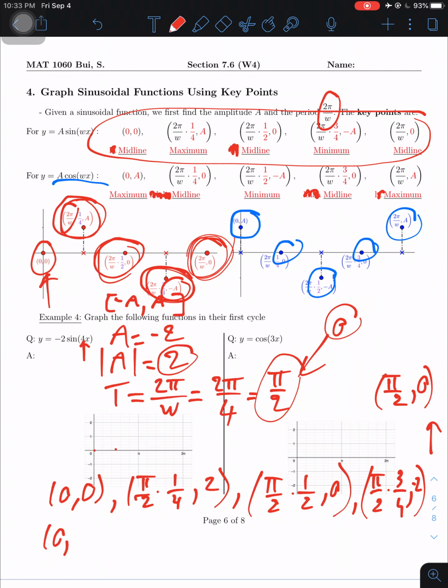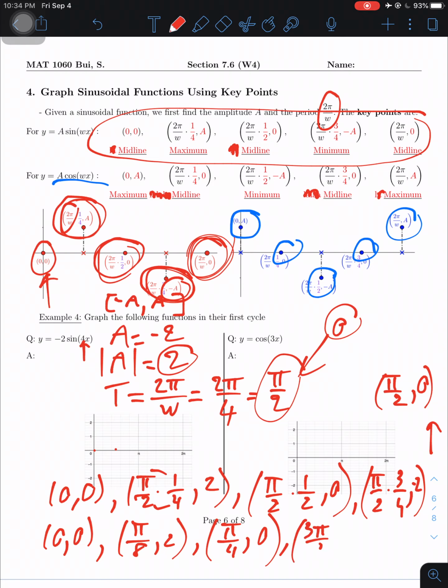First point, we're gonna rewrite it because there's nothing to simplify. Second point, we're gonna multiply them top to top, bottom to bottom, right? So we're gonna get pi over 8, and then 2. Third point, pi over 4, 0. And then next one, we have 3 pi over 8, and then -2. And then lastly, we have pi over 2 and 0. Okay, and again, these points are coming from the 5 formulas in here that you have.